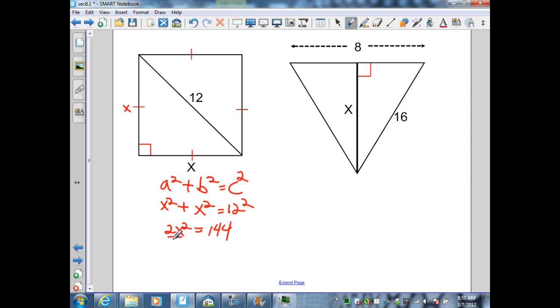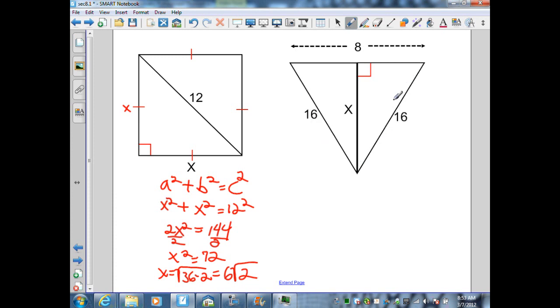Divide by 2 on both sides. X squared is equal to 72. Take the square root of both sides. I'm going to get x equals the square root of 72, but that can break up into two factors, one being a perfect square, which is 36 times 2. The square root of 36 is 6. 2 stays in the radical. Therefore, each leg is 6 square roots of 2.